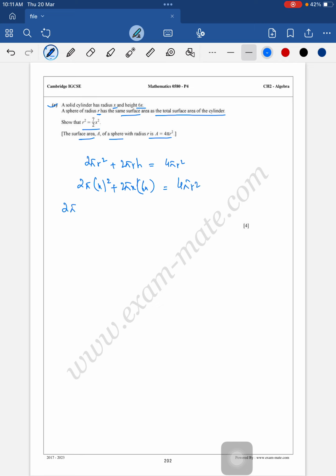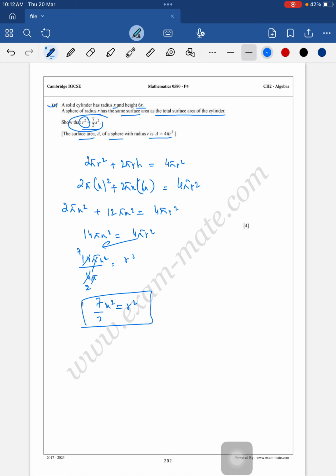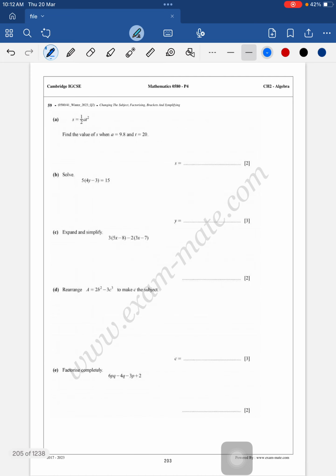Now simplifying it, 2 pi x squared plus 2 times 6 is 12 pi x squared is equal to 4 pi r squared. So 2 plus 12 is 14 pi x squared is equal to 4 pi r squared. 14 pi x squared upon 4 pi, because I need to find the value of r squared. So I shifted 4 pi over here. So pi cancels. 2 twos are 4, 2 sevens are 14. 7 upon 2 x squared is equal to r squared, which was the desired answer. Clear?